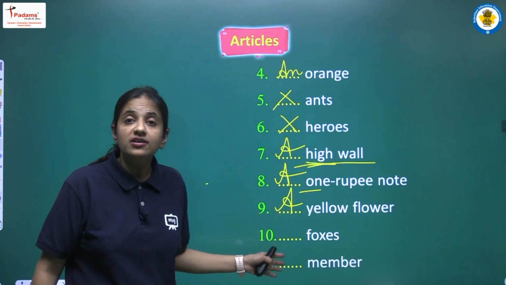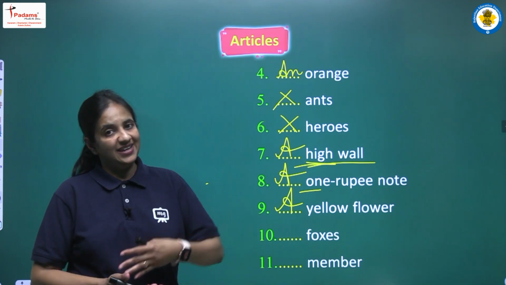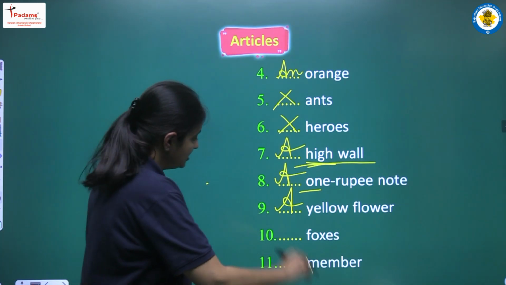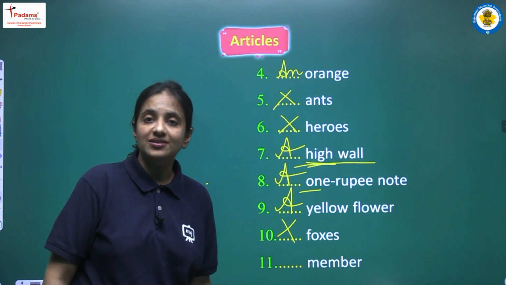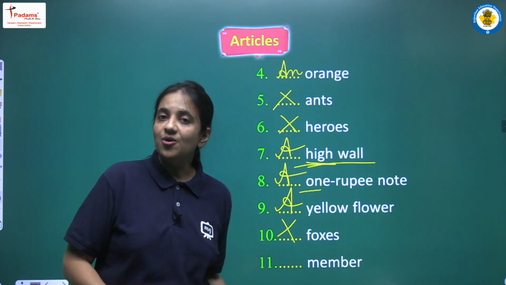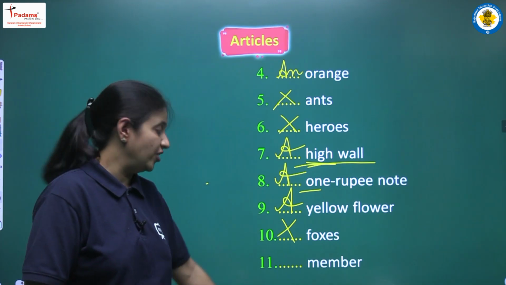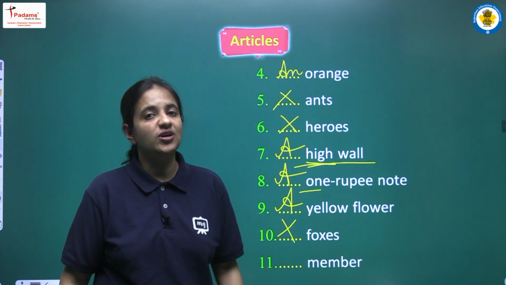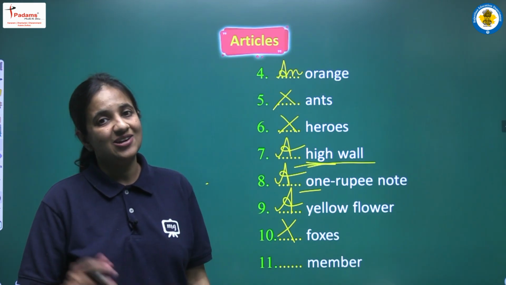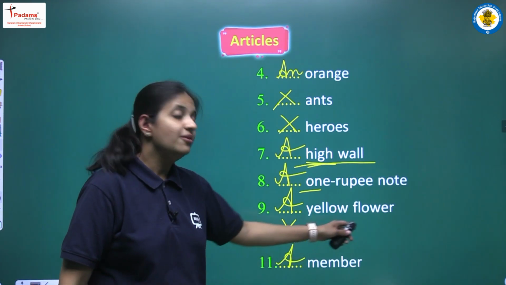Next we are having foxes. So yes, we can observe here that we are having a plural noun, and according to the rules, for a plural noun we cannot use a or an. So yes, in this blank we have to put one cross. Okay. Next we are having member. So yes, member is a noun, and it's a singular noun, and it's a countable noun also. So we can use a or an according to the pronunciation. Now we have to focus on the starting sound, that is "ma". Ma is a consonant sound, and for consonant sounds we have to use a. So it will be a member.